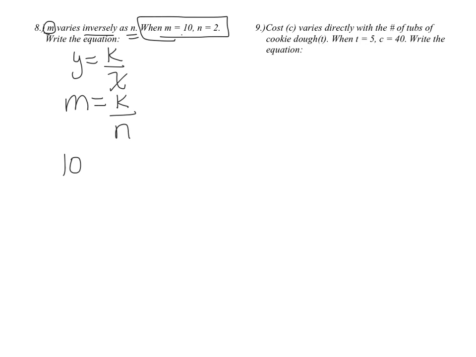10 where the m is. So 10 equals the constant over n is 2. Solve for k. You can't write an equation unless you know what k is. So I'm going to multiply both sides by 2. You get here, k is equal to 20.